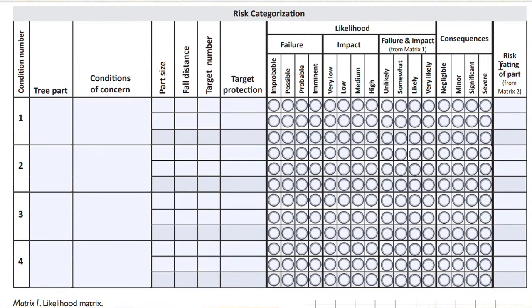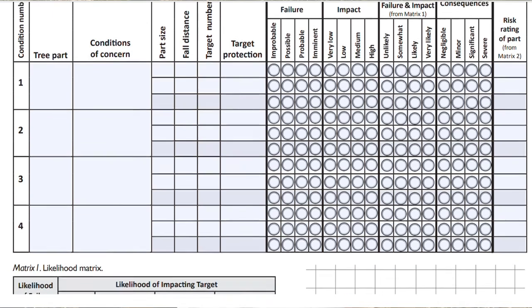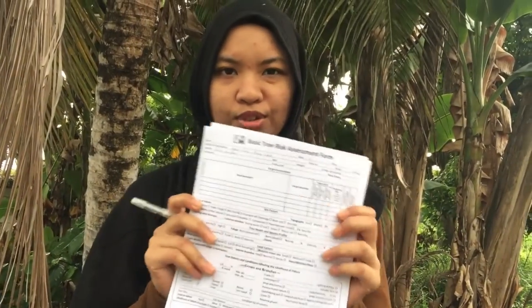There is also tree health and species profile, where we look into the foliage. Another page is about risk categorization, where we look for the tree parts that are likely to be a hazard to the environment. It is really needed for us to use this tree risk assessment, because it is easier for us to know what to expect from the trees. That's all for the tree risk assessment.